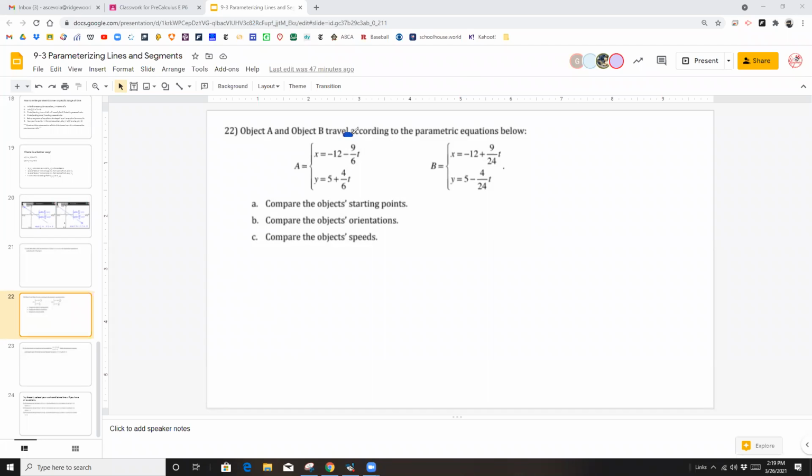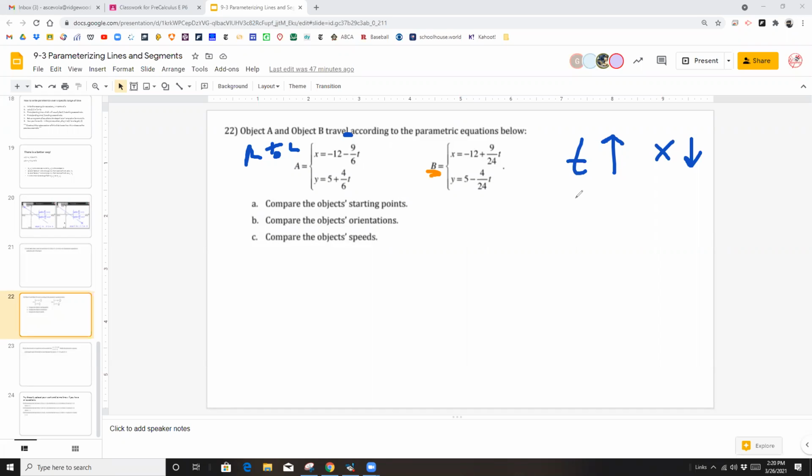All right, since this number is negative, as you increase t, when t is 0, x is negative 12. But when t is 1, it's negative 12 minus 9/6, which means every time t increases, x is going to decrease because you're subtracting more and more from it. So just from that, I could tell that as t increases, this is going to go from right to left in A, because as t increases, x decreases, and on the x-axis, from right to left is where the values decrease.